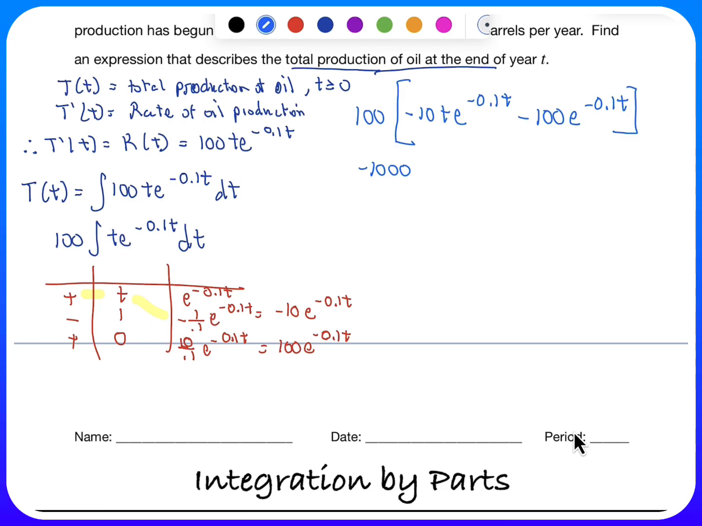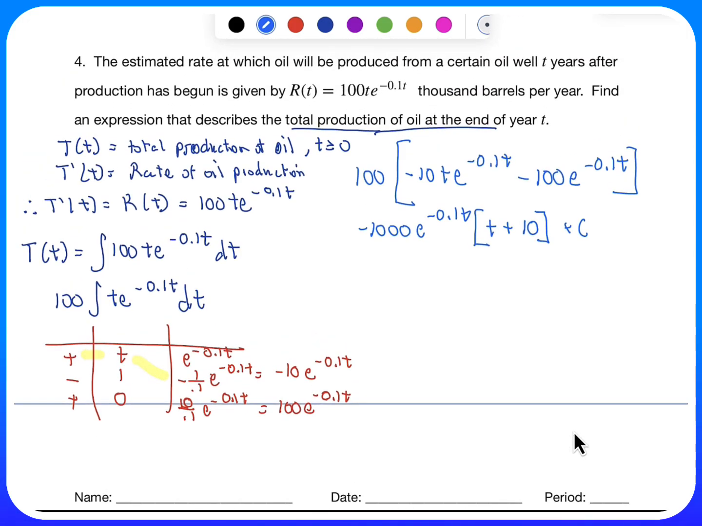So that gives us a negative 1,000 e to the negative 0.1 t times t plus 10, close that parentheses, plus c. And that's if I factor out my GCF. I skipped a few terms there. But that's my T of T.